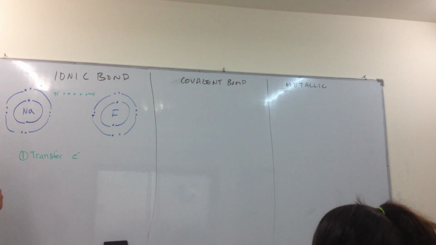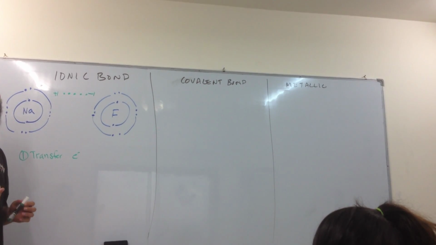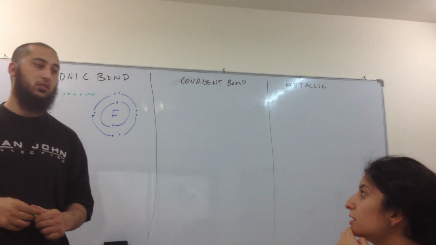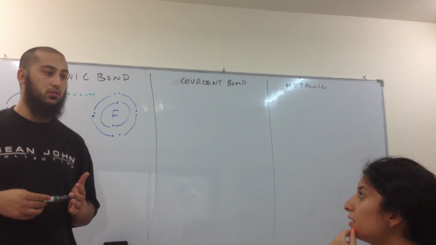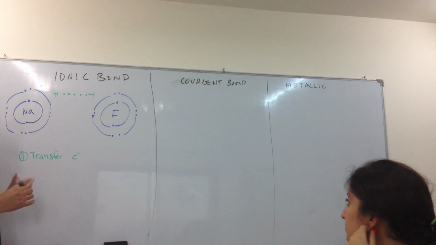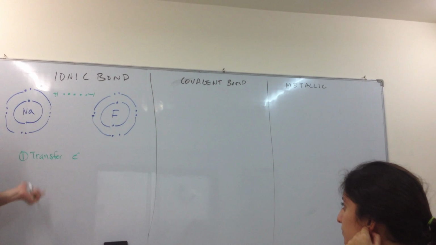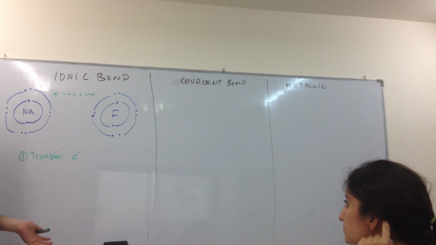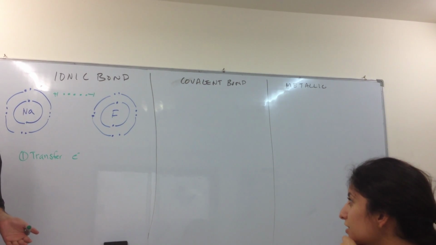Got it? Now, is this a strong bond or a weak bond? What do you guys think? Would this be strong or weak? Strong. It's actually weak. Why? The reason why it's weak is, why are sodium and fluorine bonding? Because it has a negative. What if a bigger negative comes? What do you think sodium is going to do? He's going to leave it.